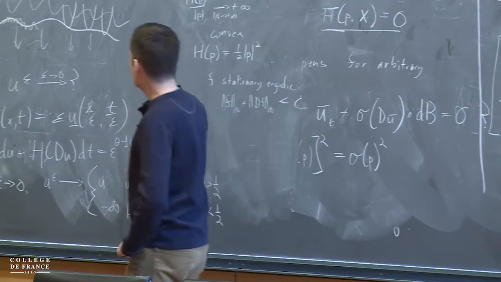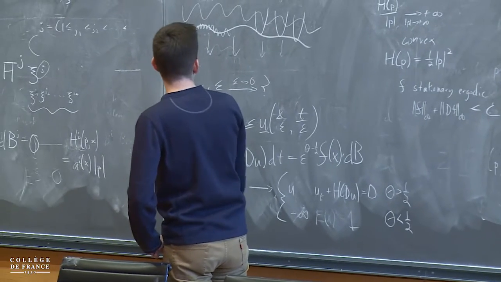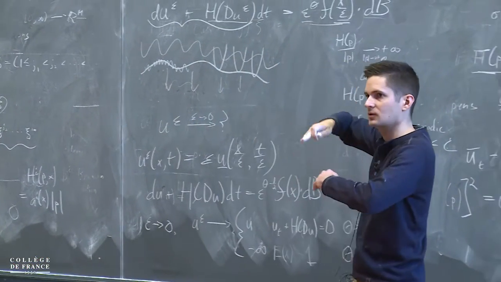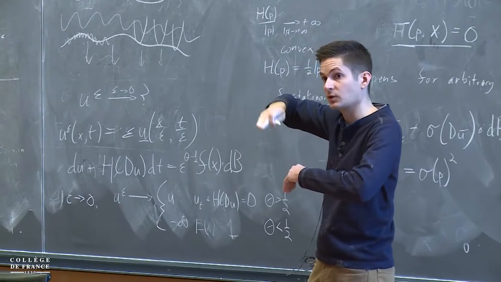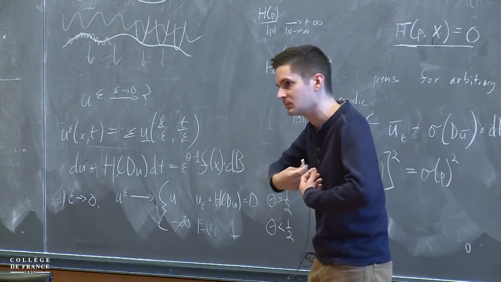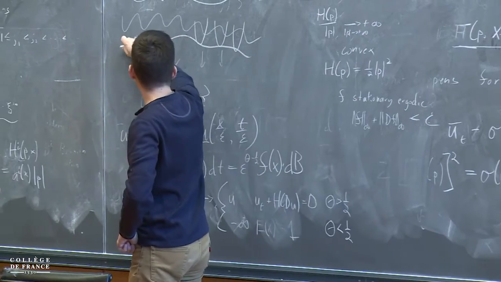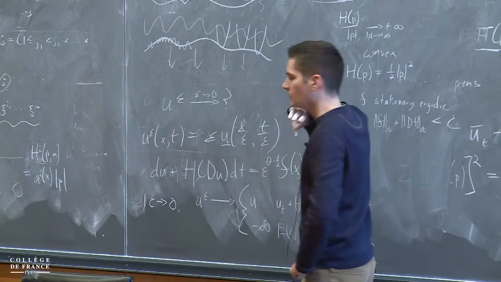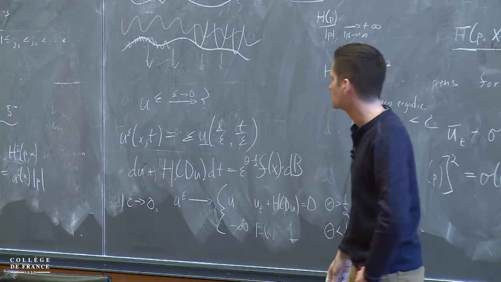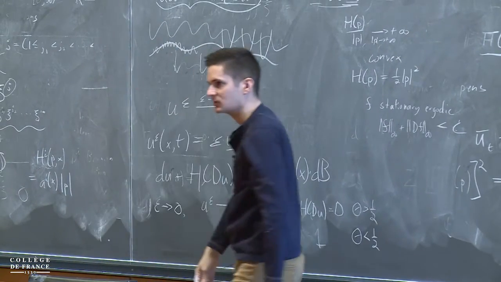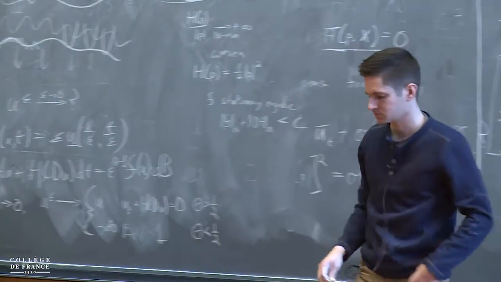So if theta is too small, so if the amplitude of the noise is too large, then actually I'll have some explosion. So what that means from my point of view of the interface motion is that on large scales, the noise actually has an extreme enhancement effect on the velocity.